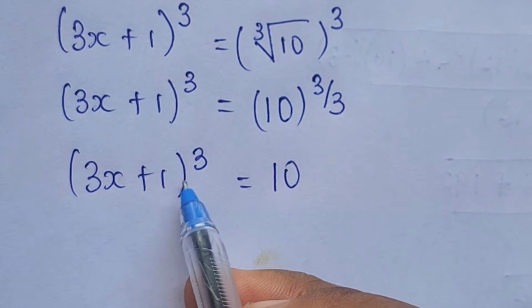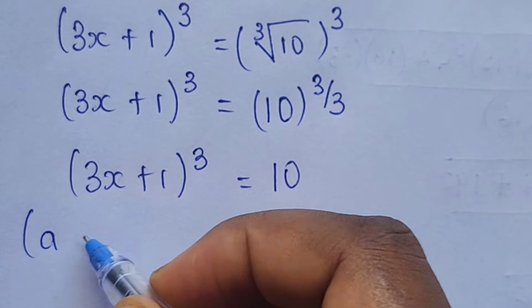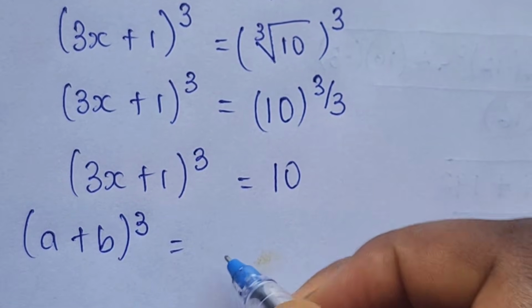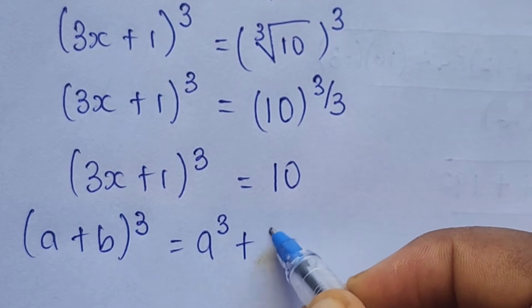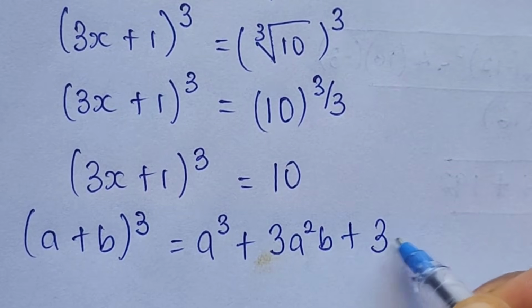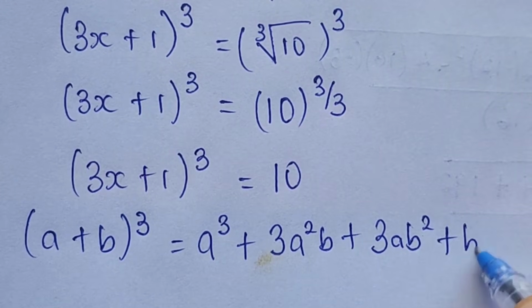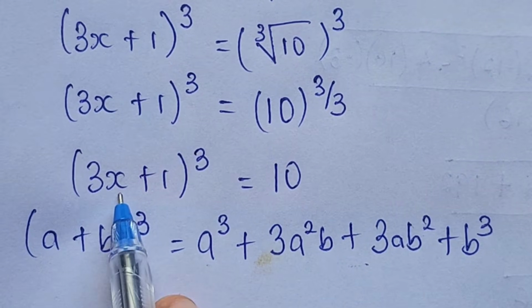Now we have a positive number all to the power of 3. Let's recall that when we have (a plus b) all to the power of 3, this is equal to a to the power of 3 plus 3a squared times b plus 3a times b squared plus b to the power of 3. So this is a polynomial expansion of this cube. So we'll input it over here.